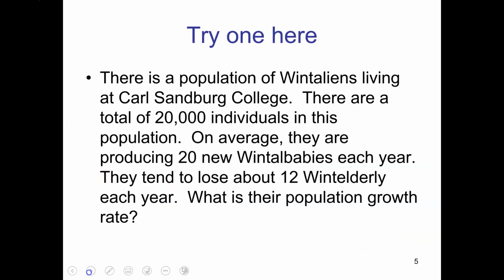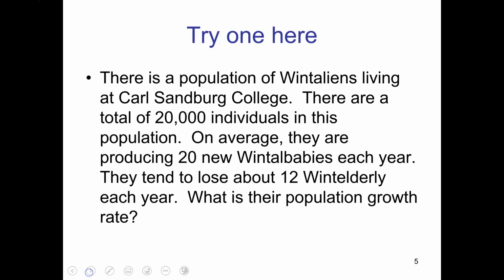So let's try one. There's a population of Wendtellians living at Carl Sandburg College. There are a total of 20,000 individuals in this population. On average, they are producing 20 new Wendtell babies each year. They tend to lose about 12 Wendtelderly each year. So what is the growth rate? At this point, I would pause it and try to do this on your own.